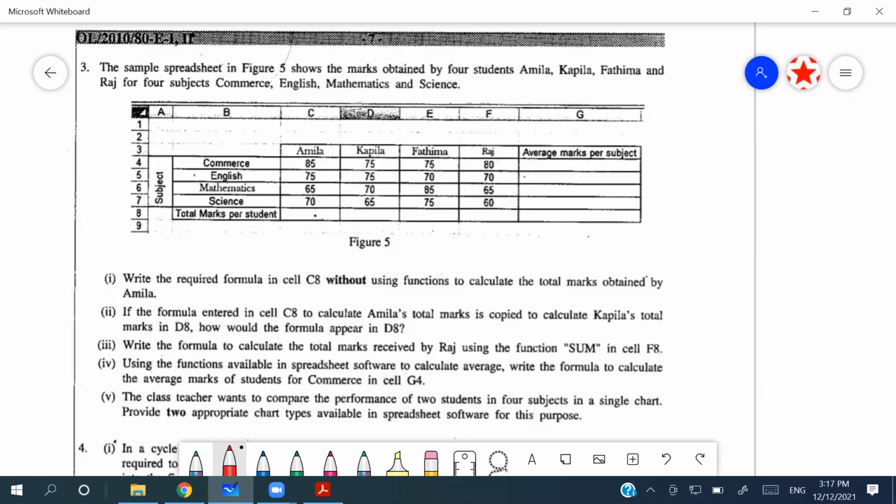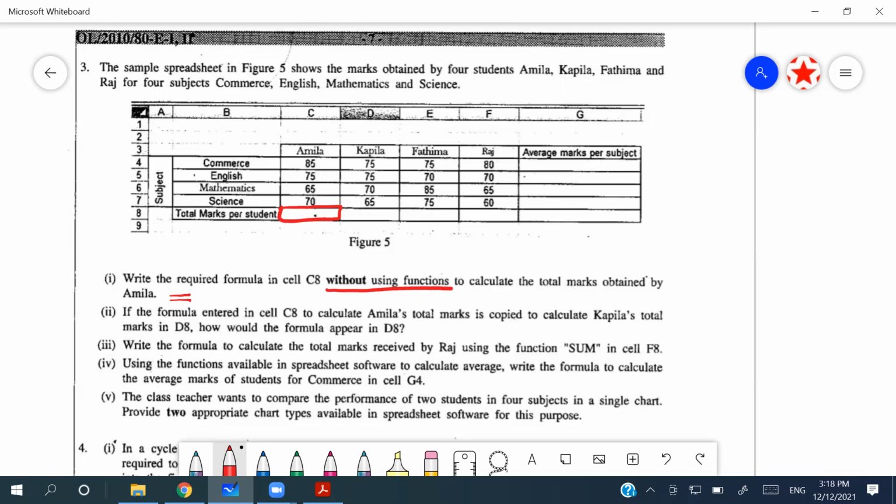Yeah, it says a sample spreadsheet in figure 5 shows the marks obtained by the 4 students, Amila, Kapila, Fatima, and all these things, right? So for 4 subjects. The first question they're asking is write the required formula in cell C8 without using functions. Now, this is important, without using functions to calculate the total marks obtained by Amila, right? So it should say equals, no functions are being used.